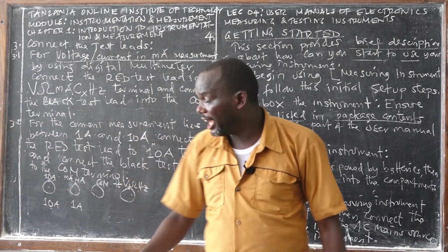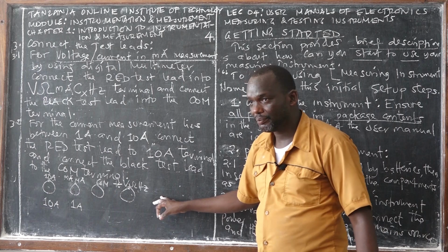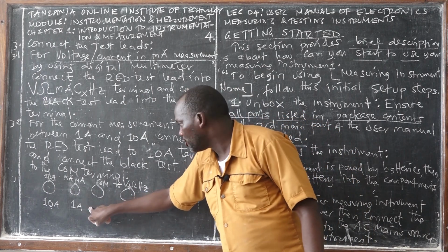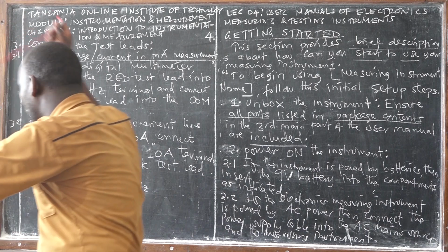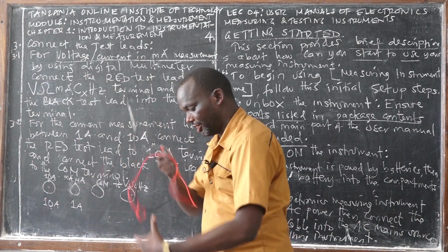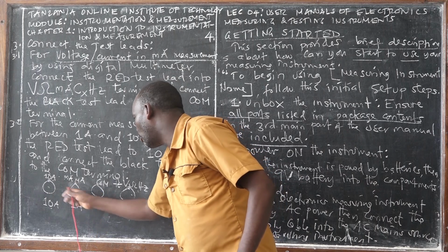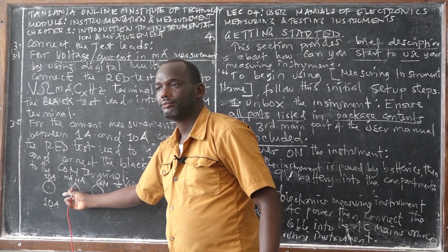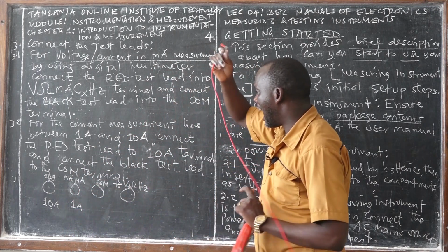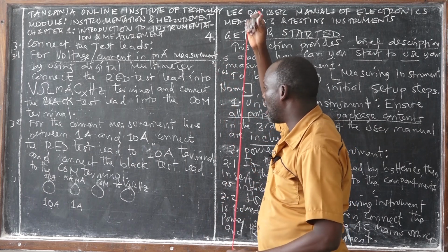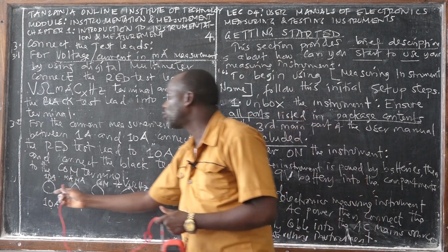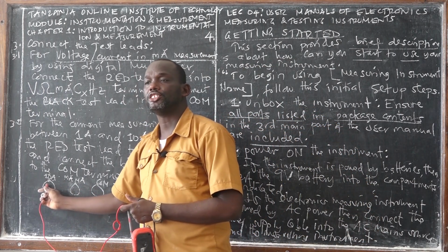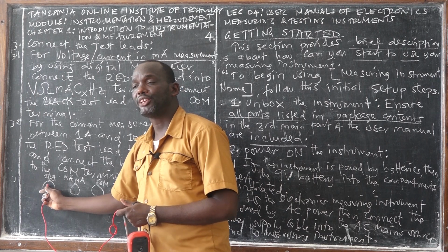Okay? So if you are doing measurements of current less than 1 ampere, you have to place the red test leads on this terminal. If you are measuring currents greater than 1 ampere, then you have to connect the red test leads here. Are we together?